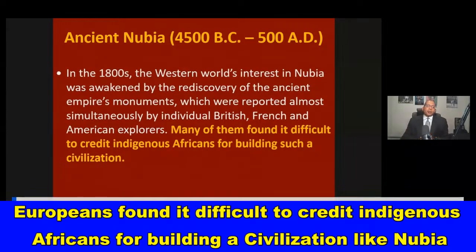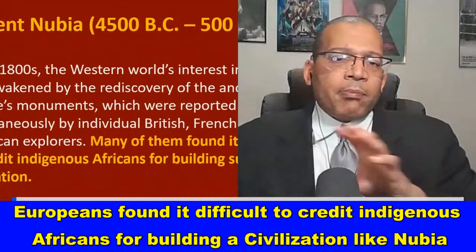Okay, now in the 1800s, the Western world's interest in Nubia was awakened by the rediscovery of the ancient empire's monuments, which were reported almost simultaneously by individual British, French, and American explorers. Many of them found it difficult to credit indigenous Africans for building such a civilization. So they tried to say that the Nubians were white as well, just like they tried to say that the ancient Egyptians were white, or some of the archaeologists said the ancient Egyptians were brown-skinned Caucasians or something like this, or they tried to say they were Semites, anything but black Africans.